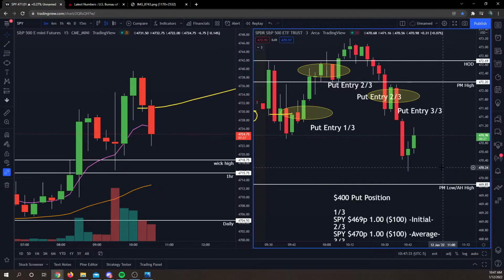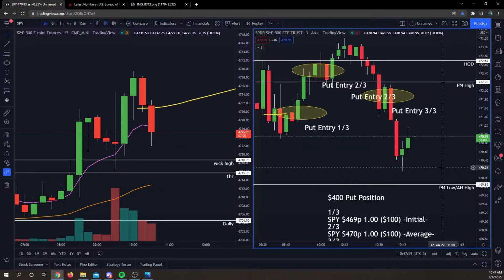We don't want to hold 0 DTEs more than an hour. If you entered right at the open, you don't want to be holding that position past 11:30. At 11:30 you really have to make a decision. Also, for 0 DTE, keep in mind you can't enter past 2 p.m. Eastern. You can't open a new trade on a contract expiring the same day past 2 p.m. Eastern. They just don't like that.